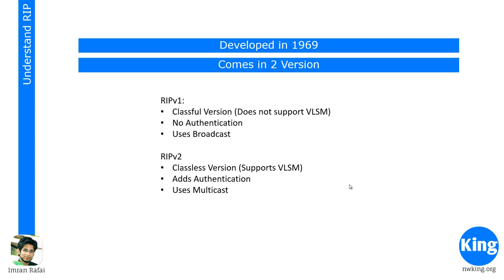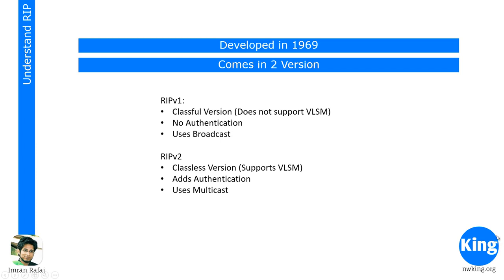So there are two versions of RIP. RIP came with version 1, right? That was a classful version of RIP. That means it did not support variable length subnet masking. So you could only give one subnet, like we will look at a little later. It also did not support authentication.